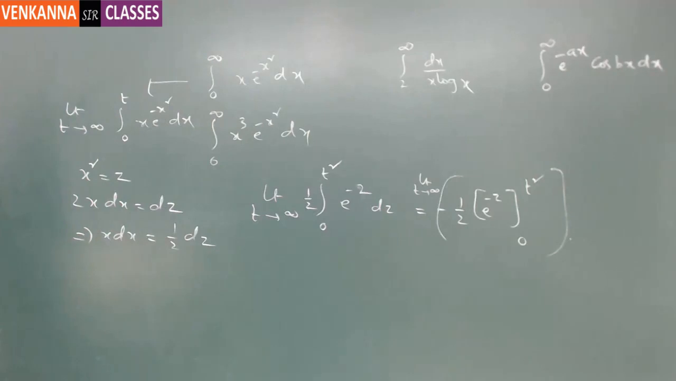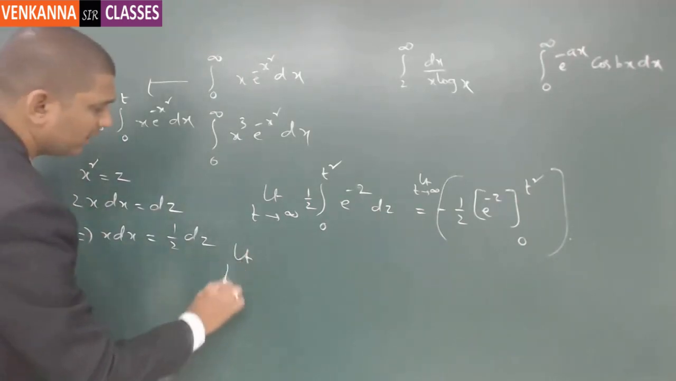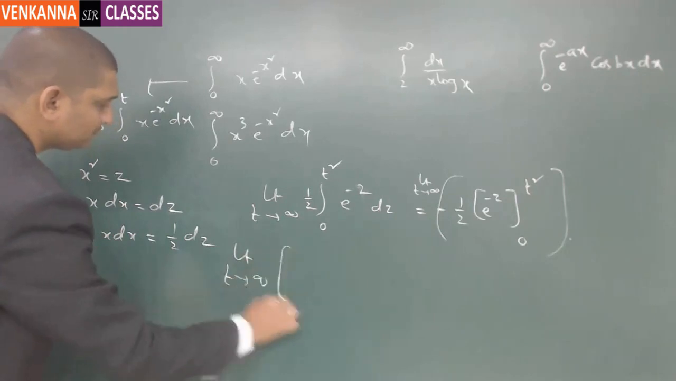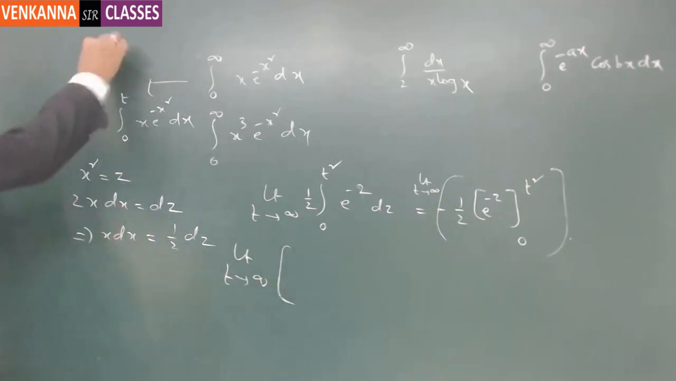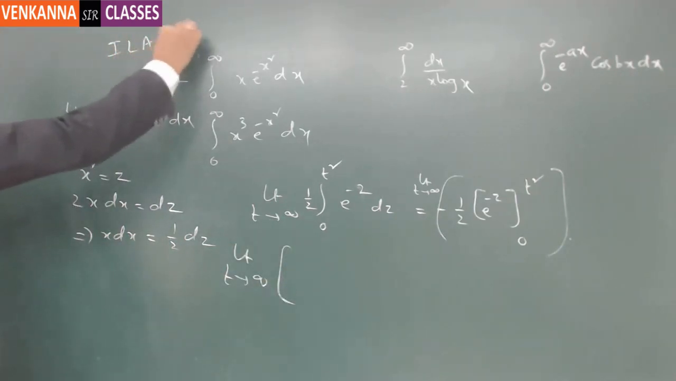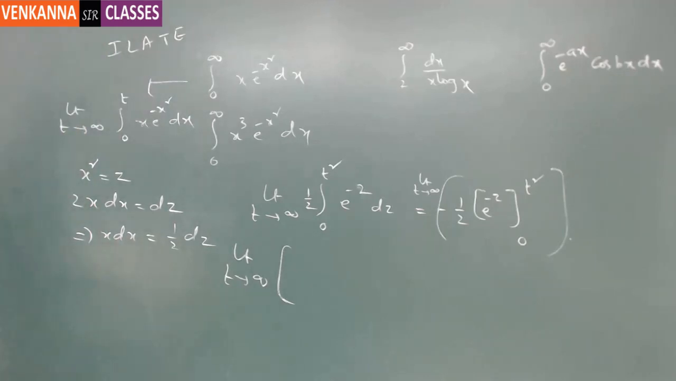This is one way of solving that. Otherwise, you can do integration by parts also. That is also acceptable. So if you want to do integration by parts, it will be limit t tends to infinity. So use the formula ILATE: arithmetic, trigonometric, exponential.